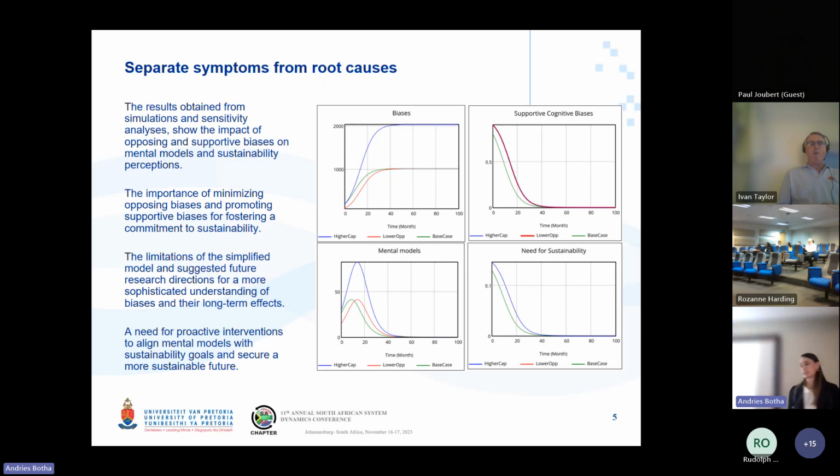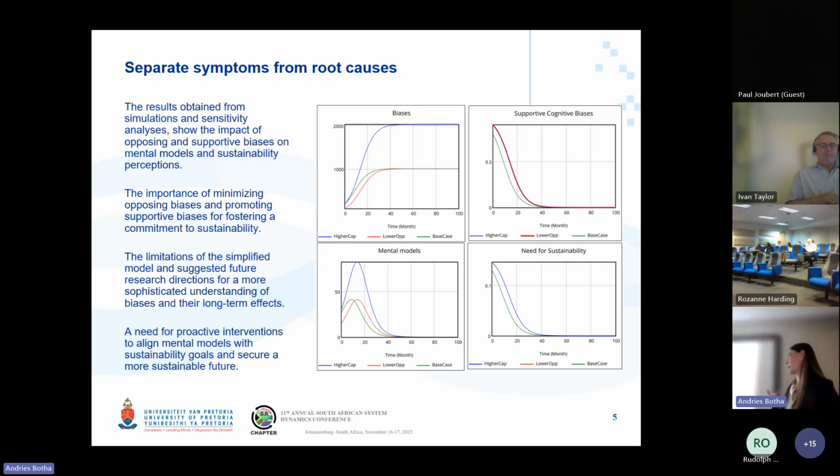So what we wanted to show is that biases aren't a singular influence on the circular economy. You have to look at two different ones and what the influence is of the opposing and supporting biases on the actual mental model of the respondents and of the people in the circular economy.